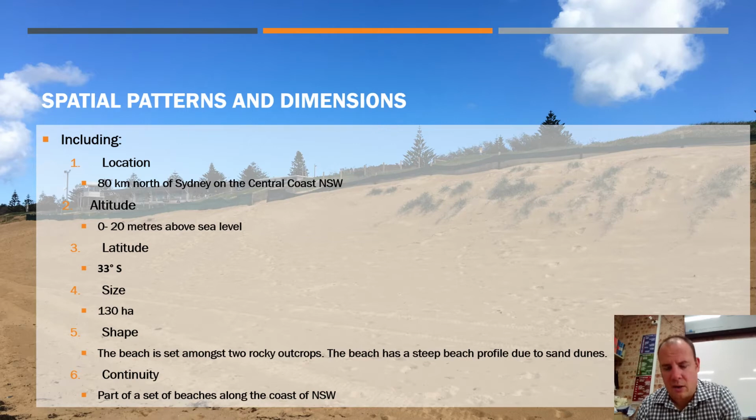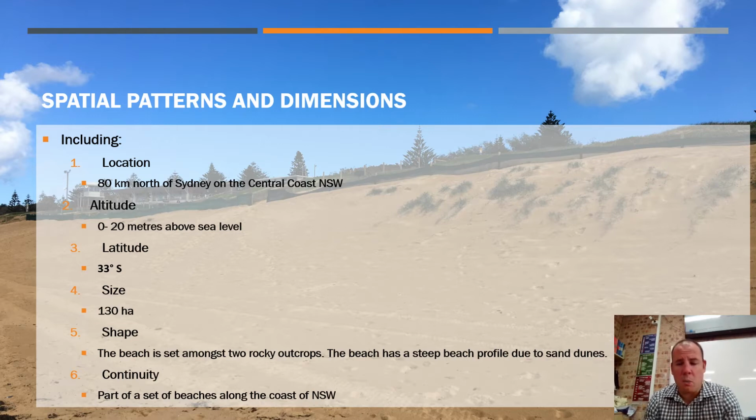We've got 2 rocky outcrops at North Shelly and then at Bateau Bay, and that's where the beach is. The beach profile is pretty steep in places because of sand dunes, and that's what makes it an ecosystem at risk of sand dunes. And then obviously continuity is part of mainland Australia. The material, the sand where the sand dunes are, has been transported obviously from other parts of Australia through waves, weathering, erosion, transportation, that type of thing.